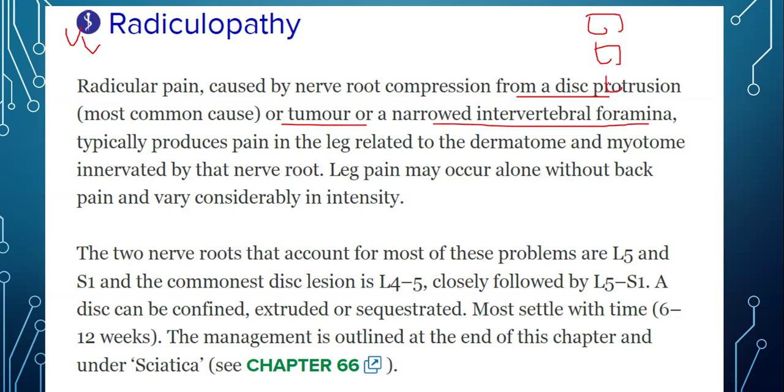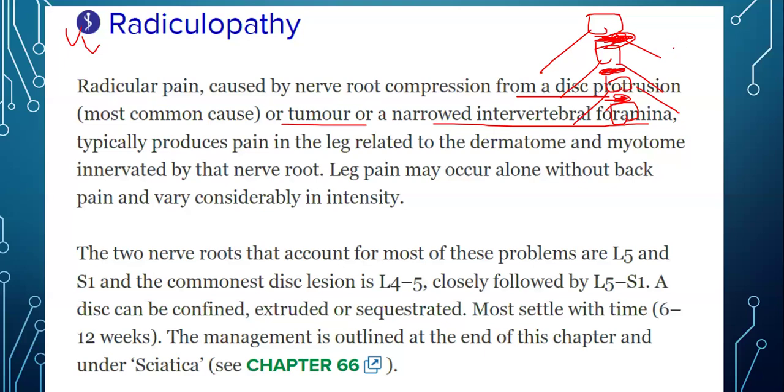So let's say that this is the vertebra, and in between each vertebra there is a bit of disc, right? And from here the nerve root comes out and supplies the leg. So if a disc gets prolapsed, it can pinch this nerve, right? And if it pinches this nerve, then the patient will have a tingling numbness sensation in the specific dermatome where this nerve is supplying.